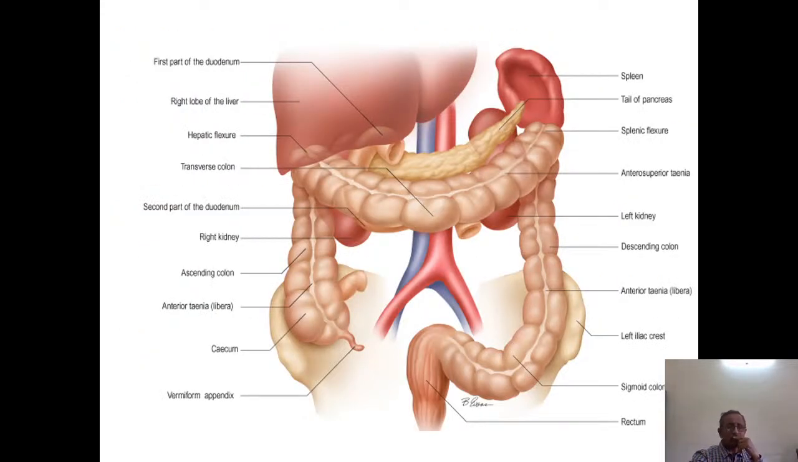Sigmoid means a shape, S-shape. The S-shaped colon, this part. This part, sigmoid colon, is suspended from the posterior abdominal wall, and it has one anterior curve and one posterior curve. This is the sigmoid colon we are seeing, and it is about 40 centimeters in length, suspended by a sigmoid mesocolon, and it is a mobile part.